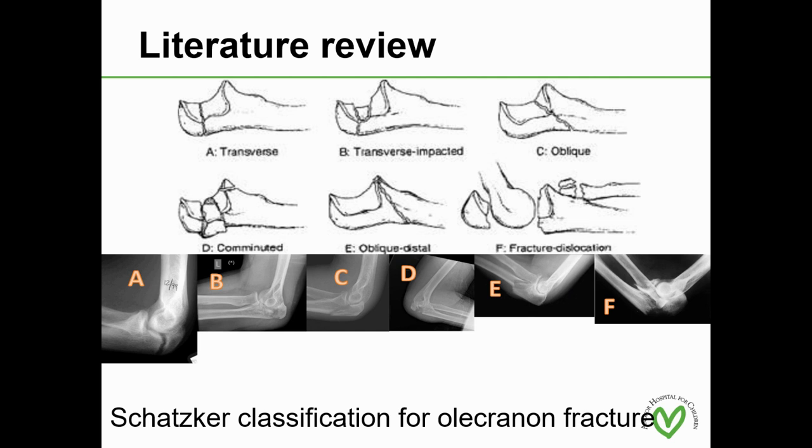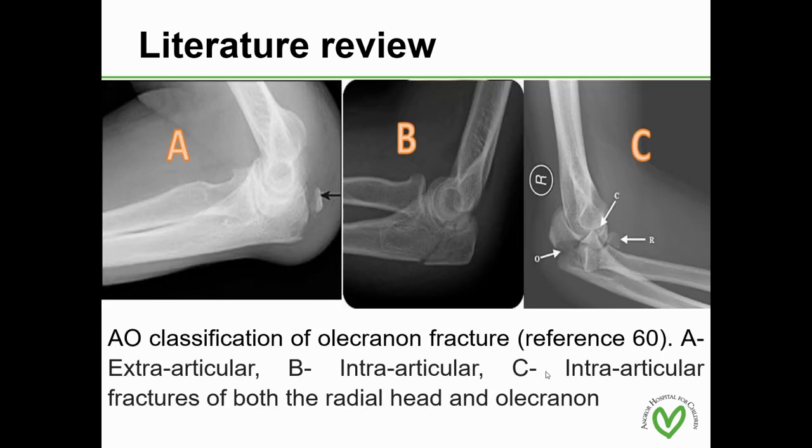This is the Colton classification for olecranon fracture, which was divided into six subtypes. According to the AO classification of olecranon fracture, it was divided into three subtypes.